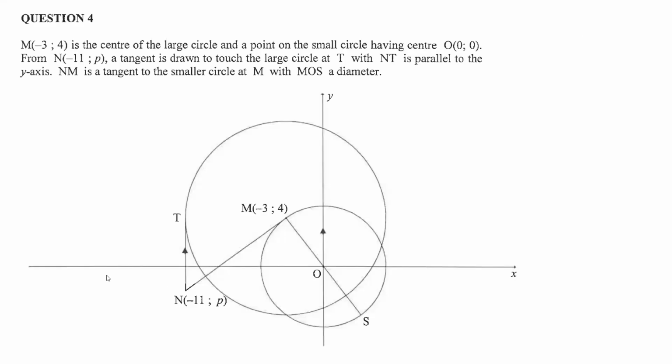Right. The point M here is actually the center of the large circle, and the point on the small circle having center, the origin O with 0, 0 coordinates. N has the coordinates minus 11 and P. A tangent is drawn to touch the large circle at T with NT parallel to the y-axis, and NM is a tangent to the smaller circle at M with MOS a diameter.